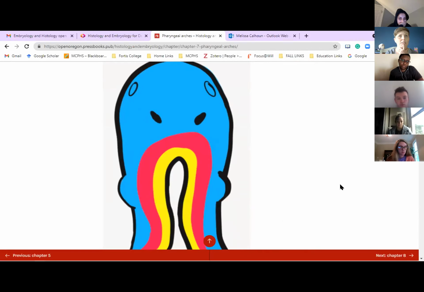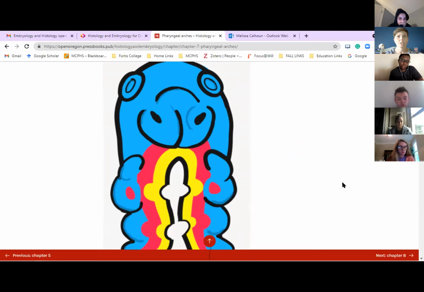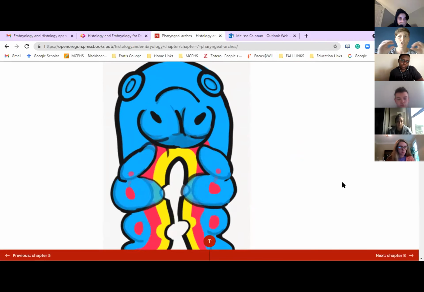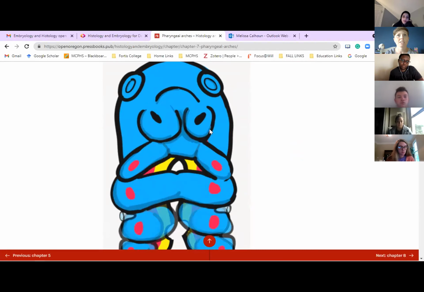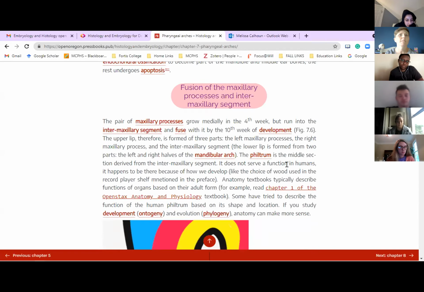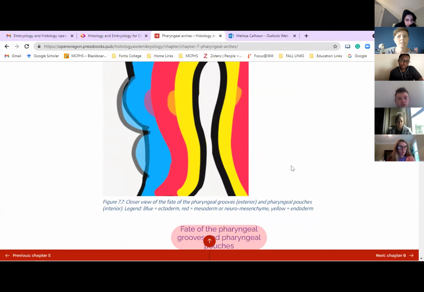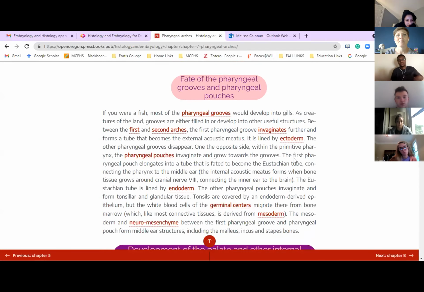And then, this was how it all comes together. There's your little arches and they're starting to come together. There's your mandibular, your maxillary, and it comes together. Great, Miss Calhoun, we see it. Right there.